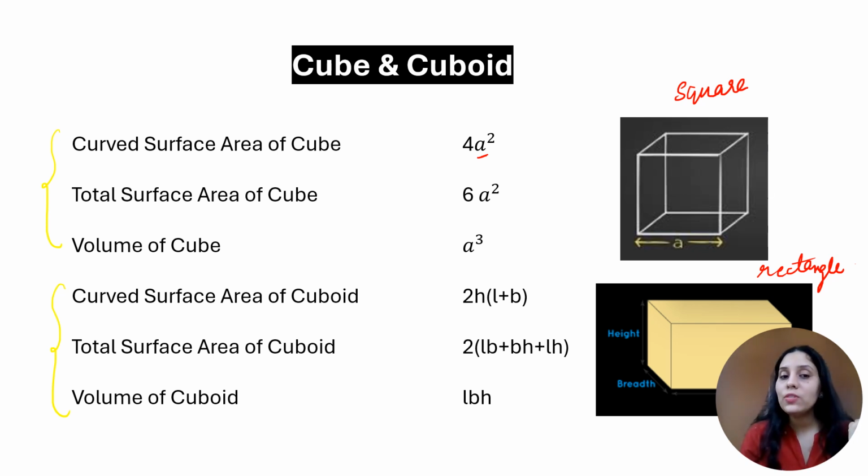Now total surface area. Total surface area includes six faces. So cube is 6a square. Whereas total surface area of cuboid, you have six faces. You have LB, length breadth, breadth height, length height, and like this you have six faces. So into 2. So altogether you have six faces. Area together gives you total surface area. Now volume of cube is a cube. Volume of cuboid is length, breadth, height, LBH.